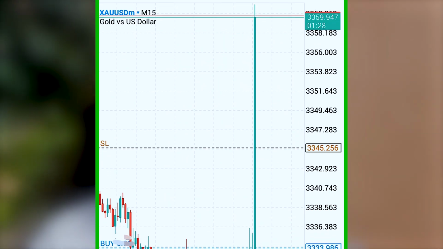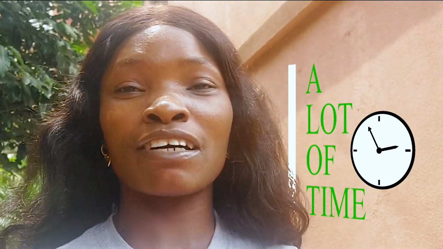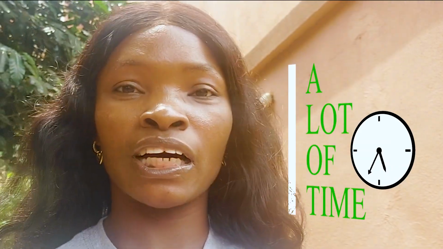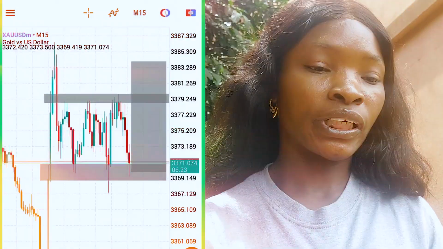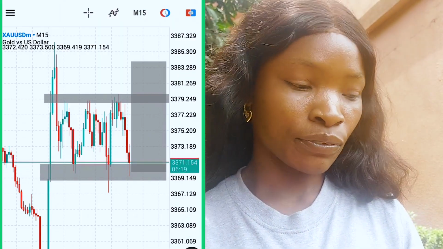This one entry strategy is going to change your forex trading game forever as a beginner trader. It took me a lot of time to find out exactly what I want to show you now. If you look at my chart, this is XAU USD on the 15 minutes time frame.